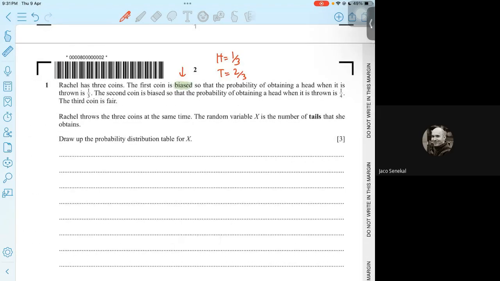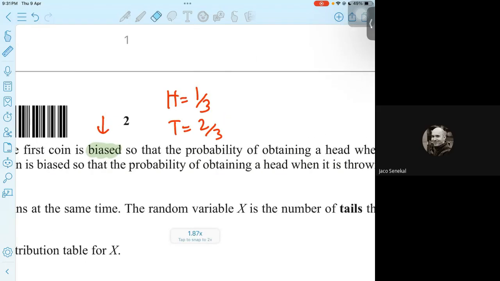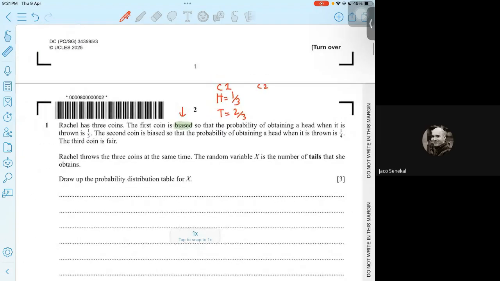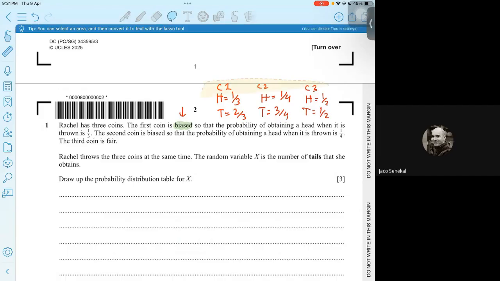Rachel has 3 coins. The first coin is biased, so that the probability of obtaining a head when it is thrown is 1/3, as we discussed. That means the tails should be 2/3. The second coin is biased, so there are separate probabilities for each coin. This is C1. For C2, the probability of obtaining a head is 1/4. That means tails should be 3/4. The third coin is fair. So for C3, H is half and tails is also half. Let's just bring this to the actual paper.